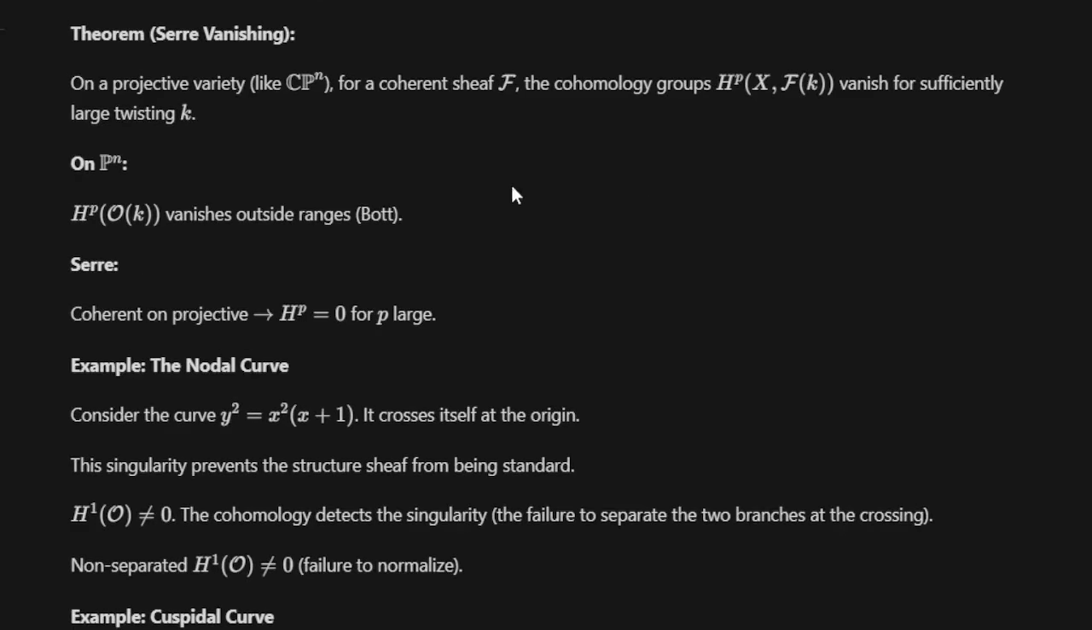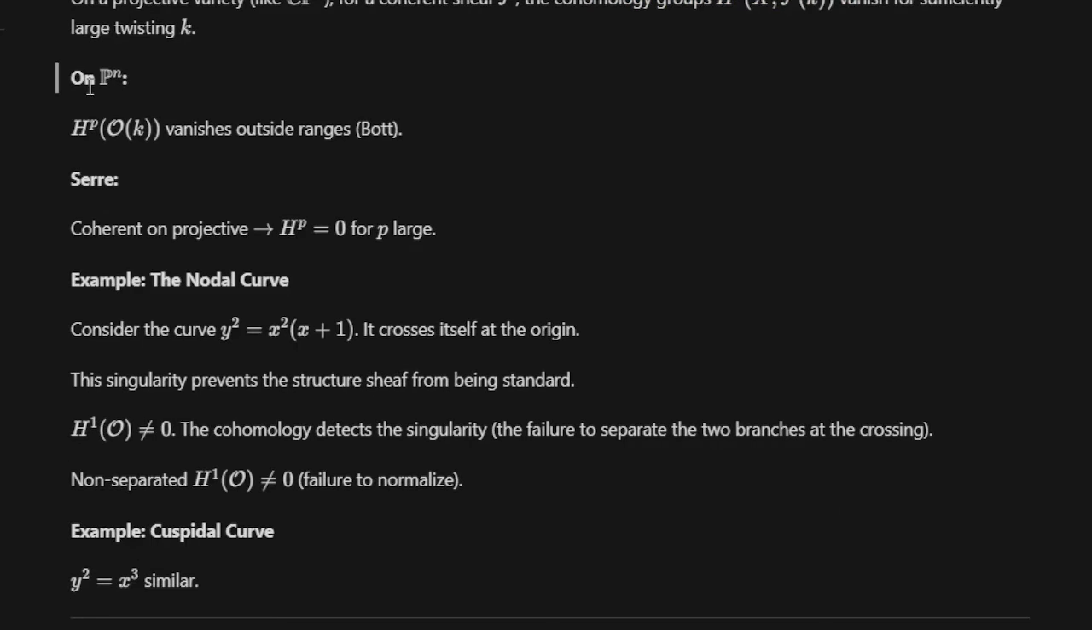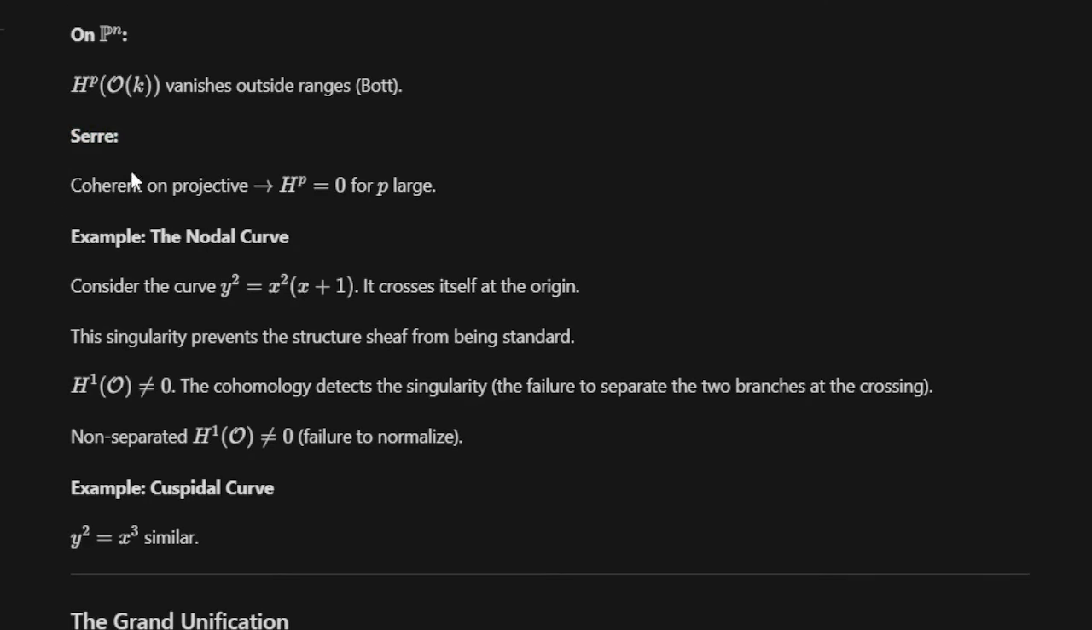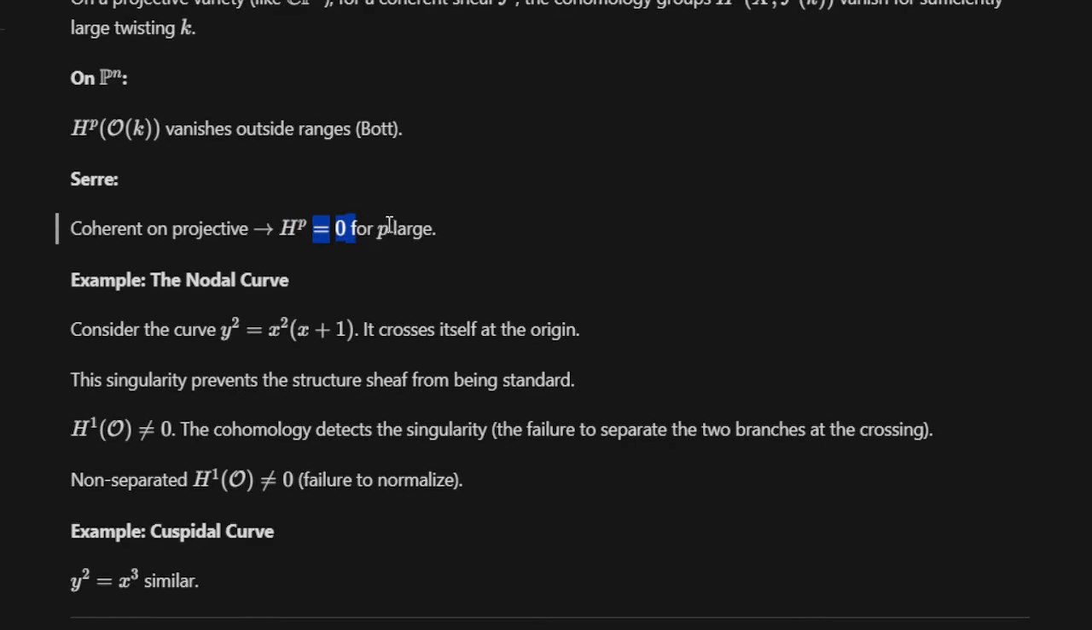So the more twists, the cohomology groups vanish. All right. If we look at the projective line, what you can have is essentially that it would vanish outside ranges. Okay. Serre then says it's coherent on projective. Okay. So H^p equals 0 for p large.